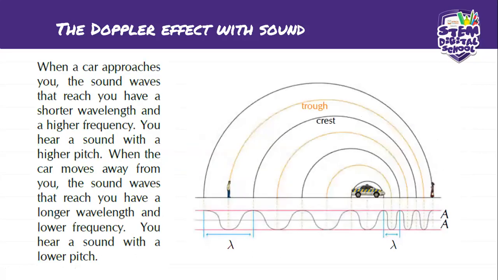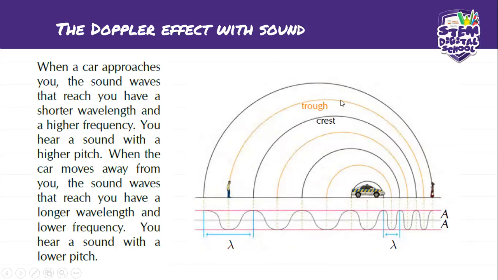So here's the representation. They say here when a car approaches you, the sound waves that reach you have a shorter wavelength and a higher frequency. You hear a sound with a higher pitch. When the car moves away from you, the sound waves that reach you have a longer wavelength and a lower frequency. You hear a sound with a lower pitch. So for this one, the wavelengths are much larger. From crest to crest, it's a much larger distance, which means the pitch is much lower. But for this one, they're very close to each other.